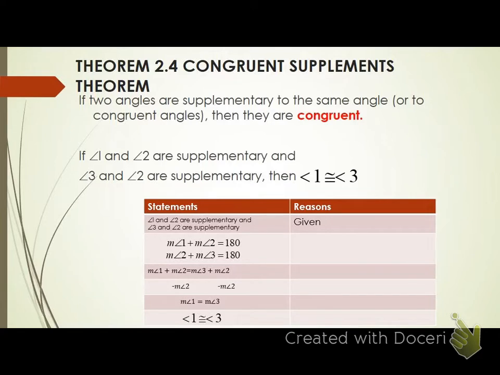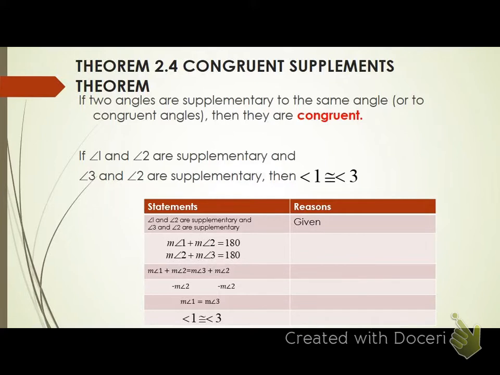All right. So let's say that we are given the fact that 1 and 2 are supplementary and 3 and 2 are supplementary, right? Again, we're trying to get comfortable with the idea of what to do next. There's the given information. Where do you go from there? We don't have a diagram to work off of, so we look at the statements. What do you know because those angles are supplementary?